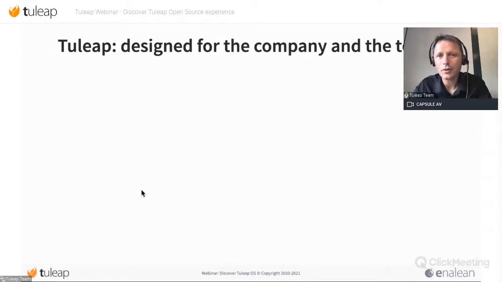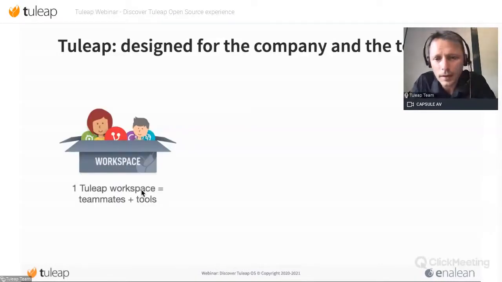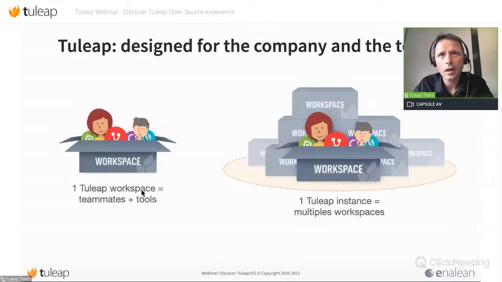So how is Tuleap now organized? As I told you, you have one Tuleap that will run on your server or on the cloud, and with Tuleap you have one workspace. The workspace is where you will put your project and where you will manage all your workflow for the project realization. One workspace is teammates and tools. And with one Tuleap instance, you have as many workspaces as you want. The workspace could be the same as another one and have a link with it, but it could be totally autonomous.